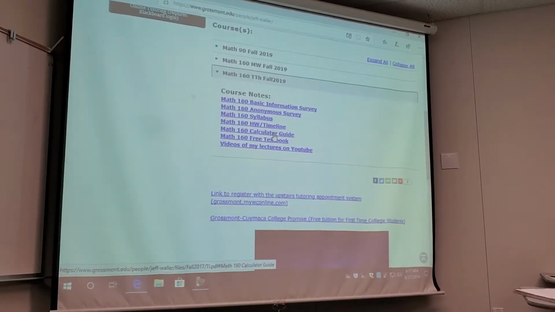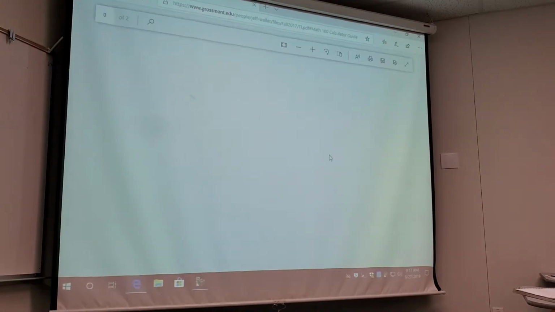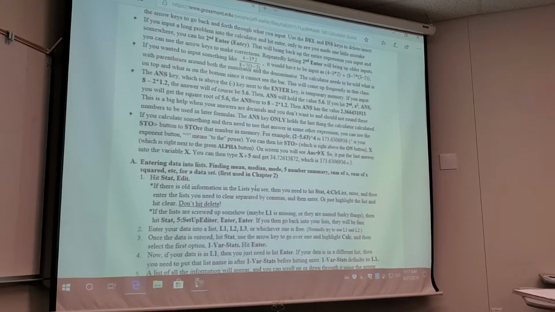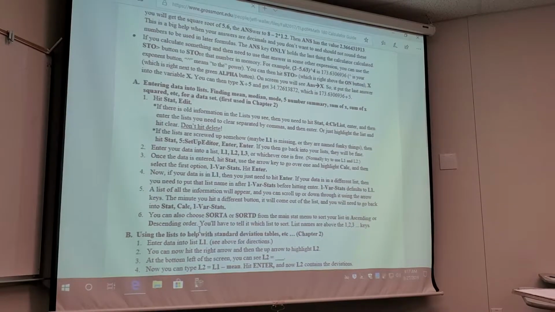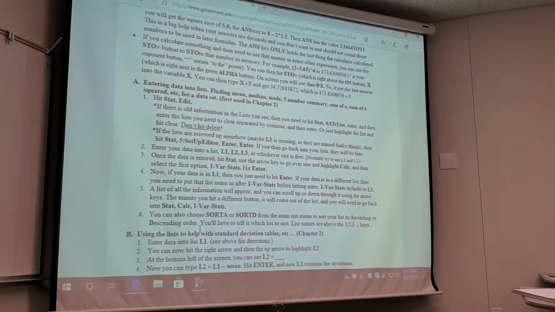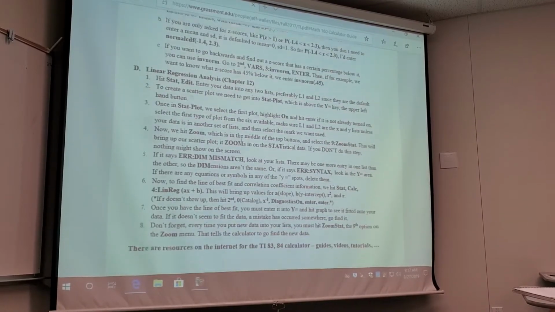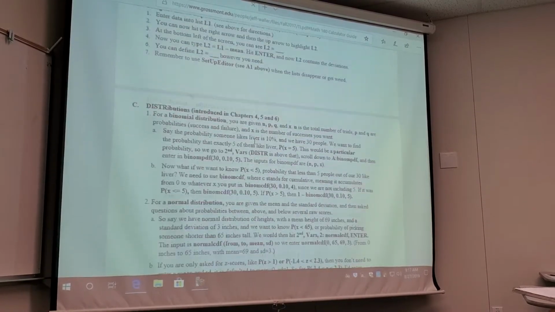Go to Tuesday, Thursday, calculator guide. Command. So there's some general stuff. Then it gets into statistics stuff. So the stuff we're about to do today with sorting, it's in here. And then stuff we're going to do later this semester is down there. Look at all of that.